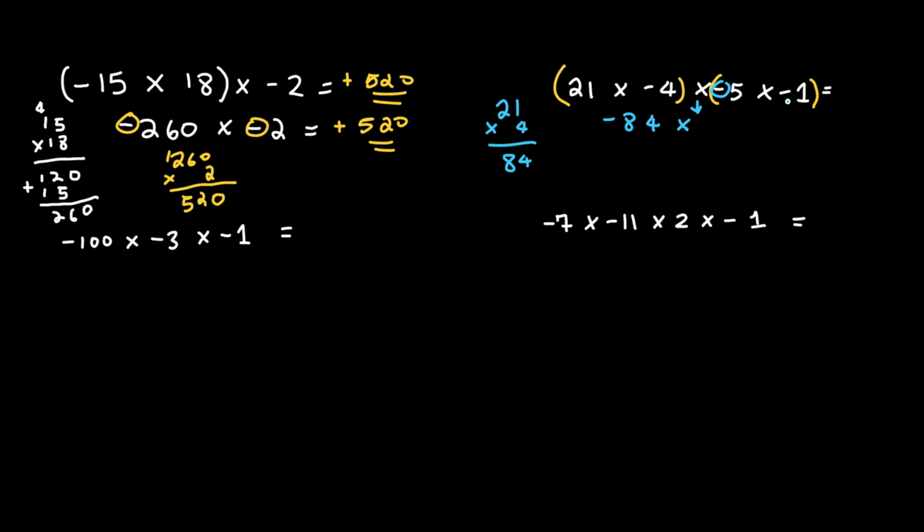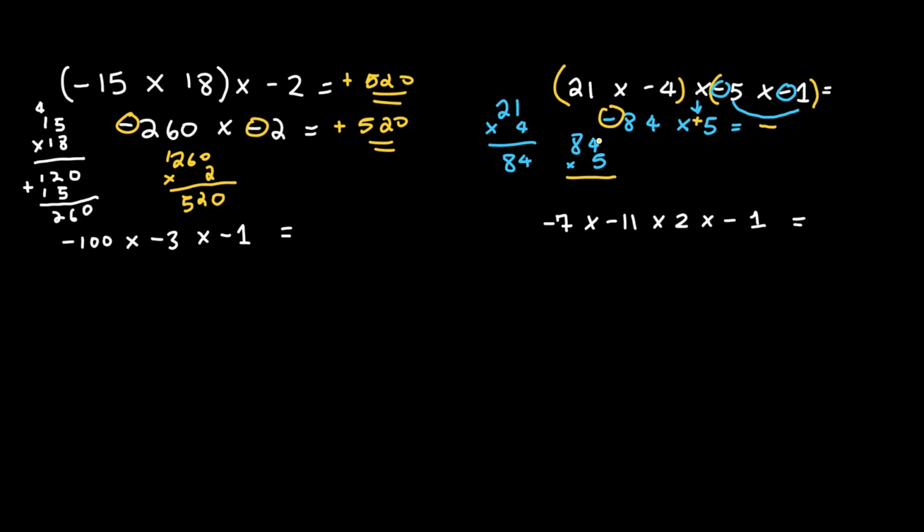Now here and here we have a positive, because a negative and a negative gives you a positive, and 5 times 1 is simply 5. Let's go ahead and multiply 84 times 5. But before that, let's look at the signs: negative and a positive will give you a negative. So our final answer is a negative number.